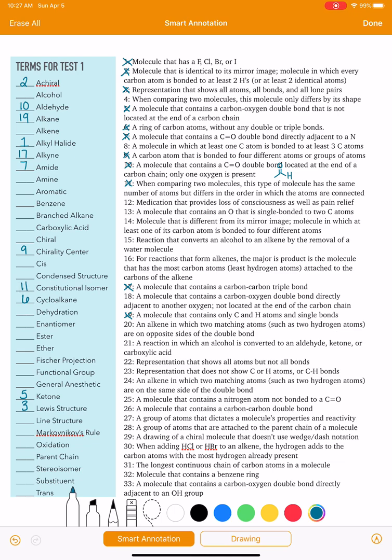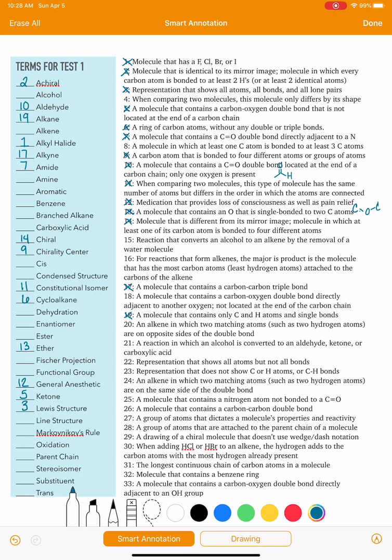12, medication that provides loss of consciousness is general anesthetic. 12 is a general anesthetic. 13, an oxygen that is single bonded to 2 carbon atoms, that's the ether functional group. 13 is ether, not ester. 14, a molecule that's different from its mirror image, that's a chiral molecule. 14 is chiral.